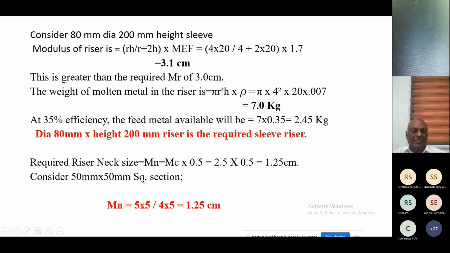Let us consider a cross section of 50 mm by 50 mm square. Modulus of neck is equal to 5 into 5 divided by 4 into 5, that is 1.25 centimeter. So we can adopt this particular riser diameter and the neck as 50 by 50 square section.